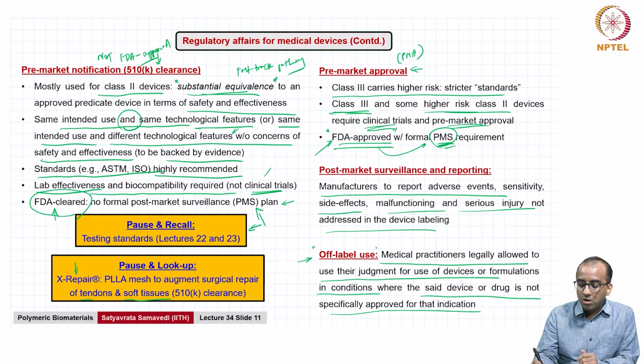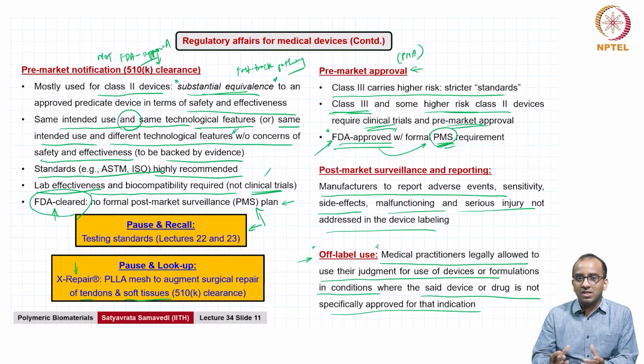So, that is what we are saying here. This is what is called off-label use. So, the label itself will not specify that this device or this medicine or this tablet, etc., or this drug can be used for that particular indication or condition.